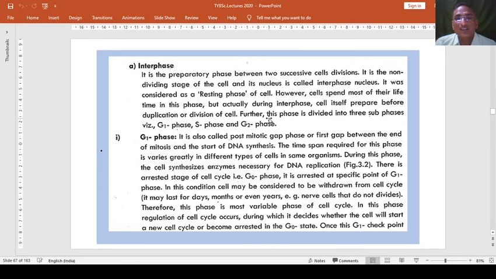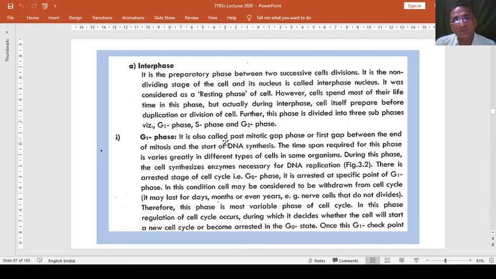Further, this is divided into three sub-phases, that is G1 phase, growth number 1 phase, S phase, synthesis phase, and G2 phase, growth number 2 phase. So these are the basic types of interphase. So we will see one by one.